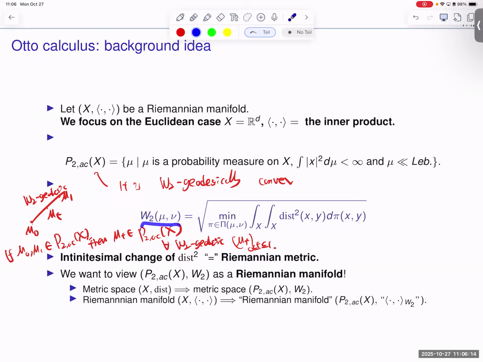And then remember what the Wasserstein metric is. We focus on this W2 distance, p equals 2. And a Riemannian metric is, of course, more complicated, but it's basically nothing but an infinitesimal change of distance squared. You will see some more clear aspects of it later, but this is the basic intuition. The point is that we want to view this space with Wasserstein metric as a Riemannian manifold.